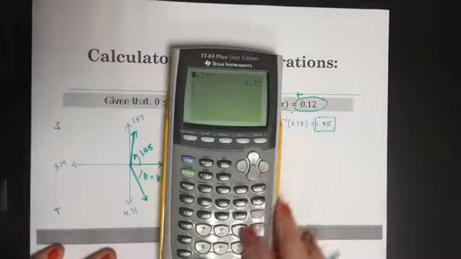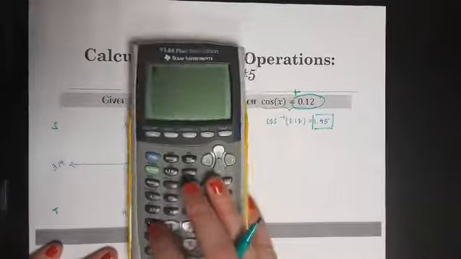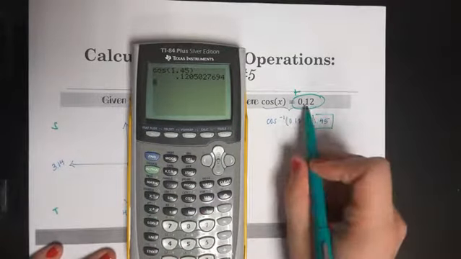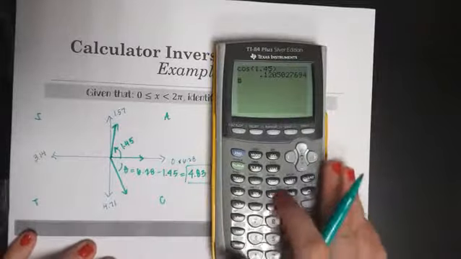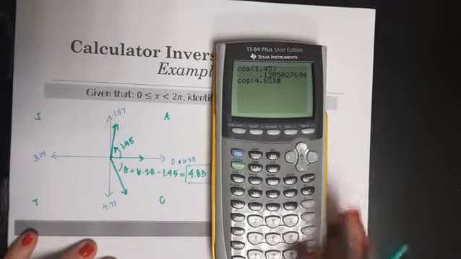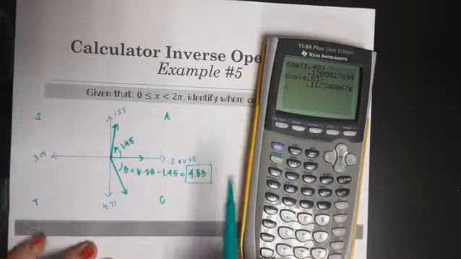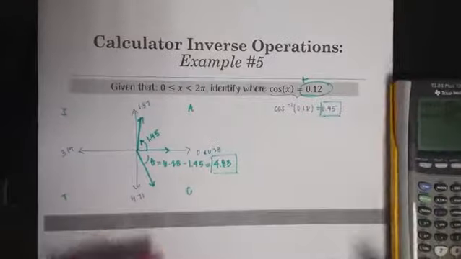So we go ahead and plug that in. Cosine of 1.45 gives me 0.12, good to go there. Cosine of 4.83, that's going to give me 0.12 rounded as well. So both of those solutions are correct.